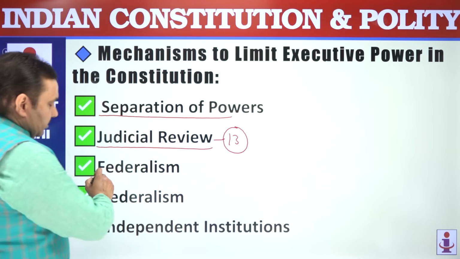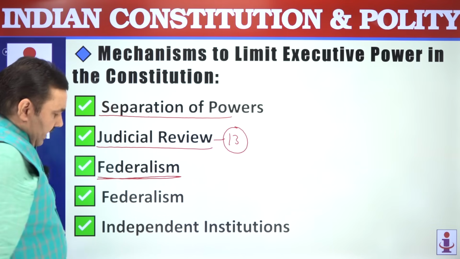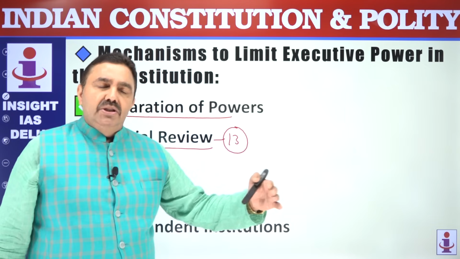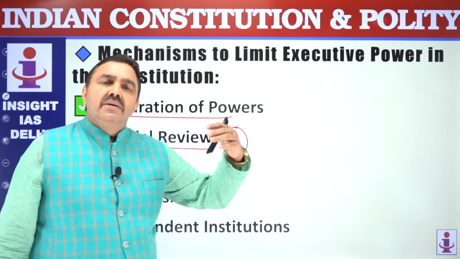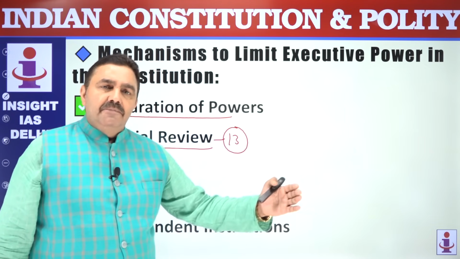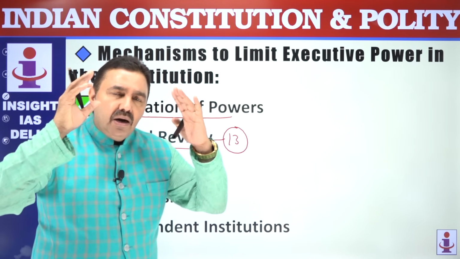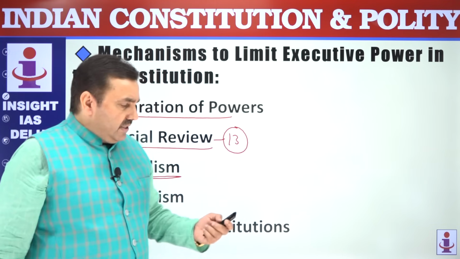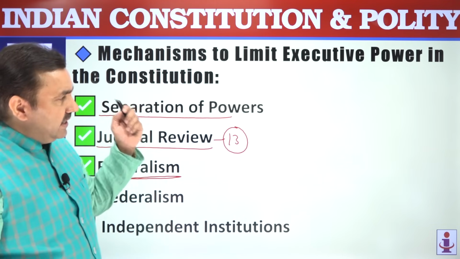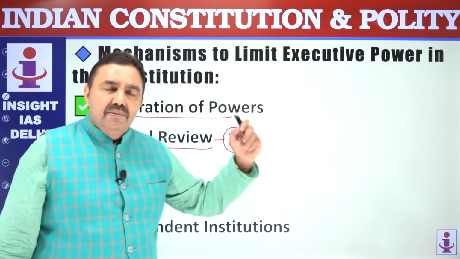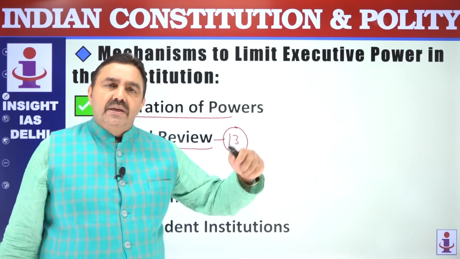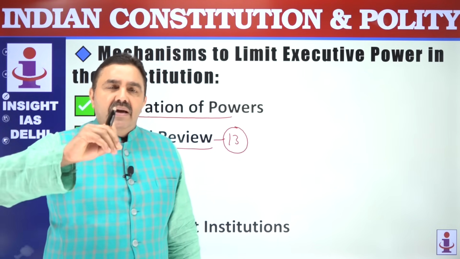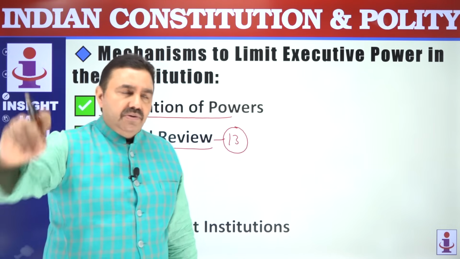Federalism: powers are distributed between the center and the state. And independent institutions: we have an independent judiciary, we have the Election Commission, we have the CVC, we have entities like the CBI, which keep a close watch on the functioning of public servants. So all these are instruments of accountability, and they ensure that there is a healthy democracy in India, because without accountability there can be no democracy, there will be dictatorship, and dictatorship will take away everything which citizens enjoy through the provisions of the Constitution.